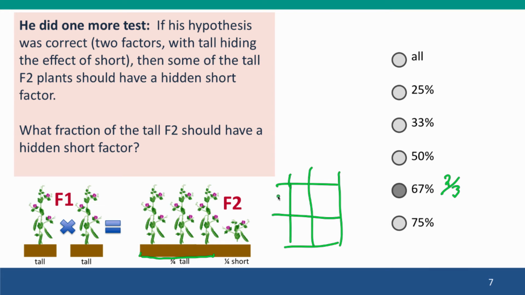So the F1 plants were heterozygous. They had a tall factor and a short factor, big T allele and a little t allele. And when they were crossed, this produced plants with two big T alleles. They were tall. Plants with a big T, little t allele, and plants with two little t alleles. These plants would have been short. We're not interested in them. Of these plants, it's easy to see that 2/3 of these plants were heterozygous for big T, little t, which is another way of saying they have a hidden factor causing shortness.